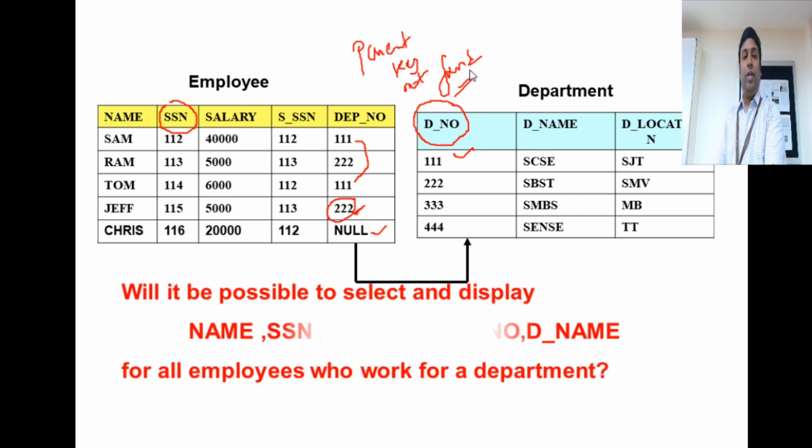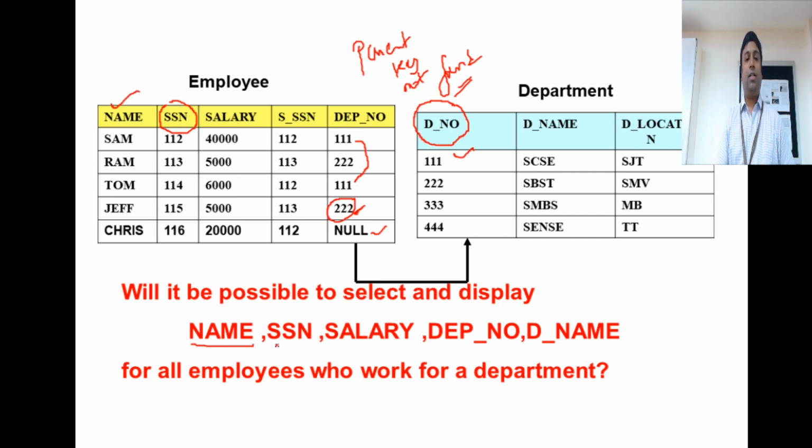We have understood that. Now the question is, will it be possible for me to select and display name, that is employee name, SSN, salary? All these details are from the employee table. Name, SSN, salary, department number, it's also from the employee table. And I need department name for each employee. So here department name is in which table? Department table. So I am requiring information from two different tables, employee and department. So we have to join these two tables to get the results.